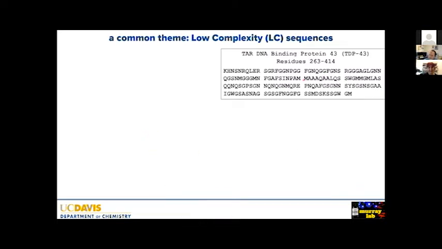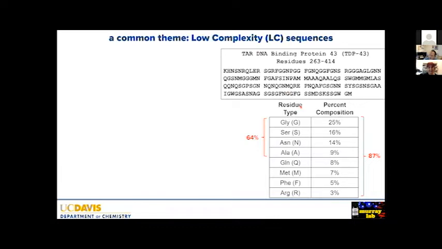So shown here is just an example of a low complexity protein domain. It's the TDP43 C-terminal domain in single letter amino acid code. So it's a low complexity sequence. That means it's biased towards a subset of the 20 naturally occurring amino acids. In this case, glycine, serine, asparagine, and alanine make up 64% of this protein sequence.